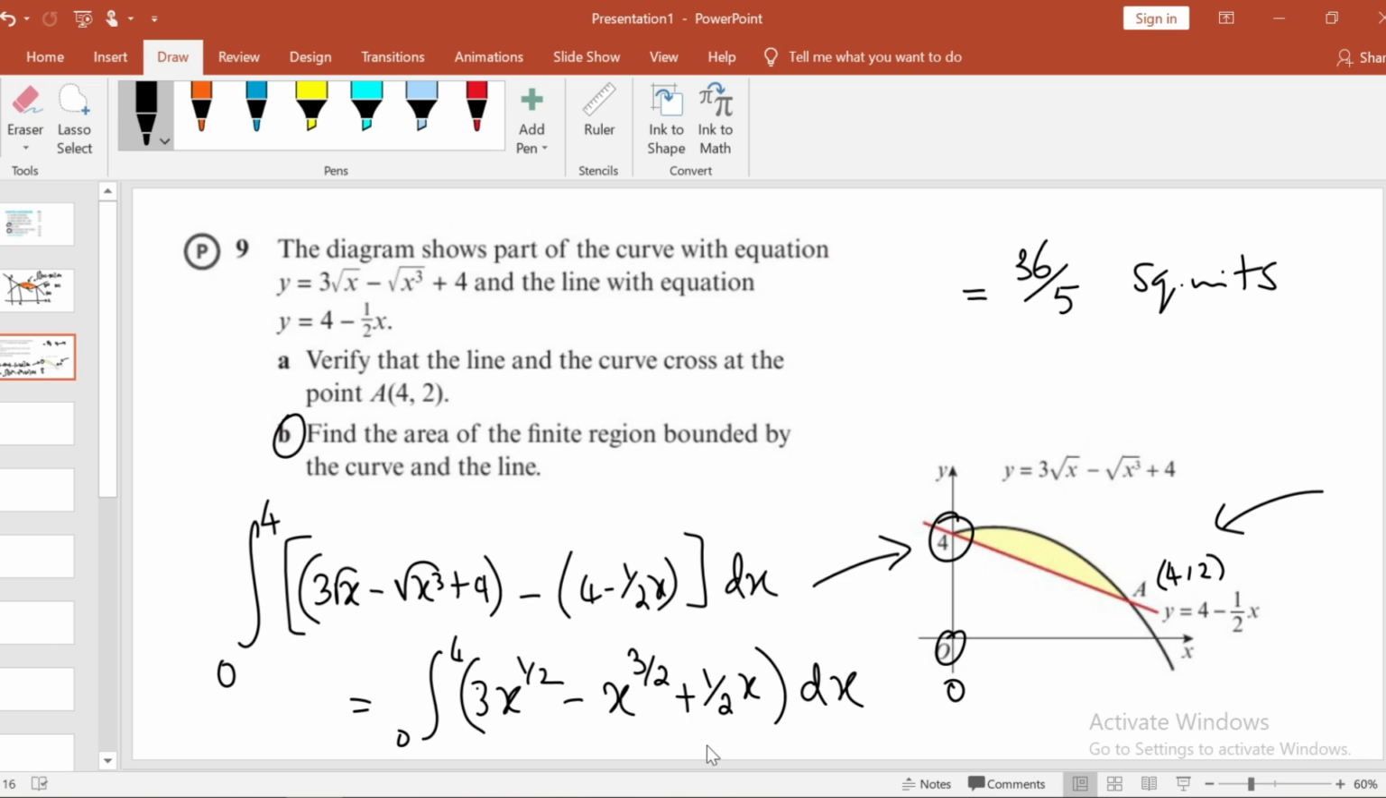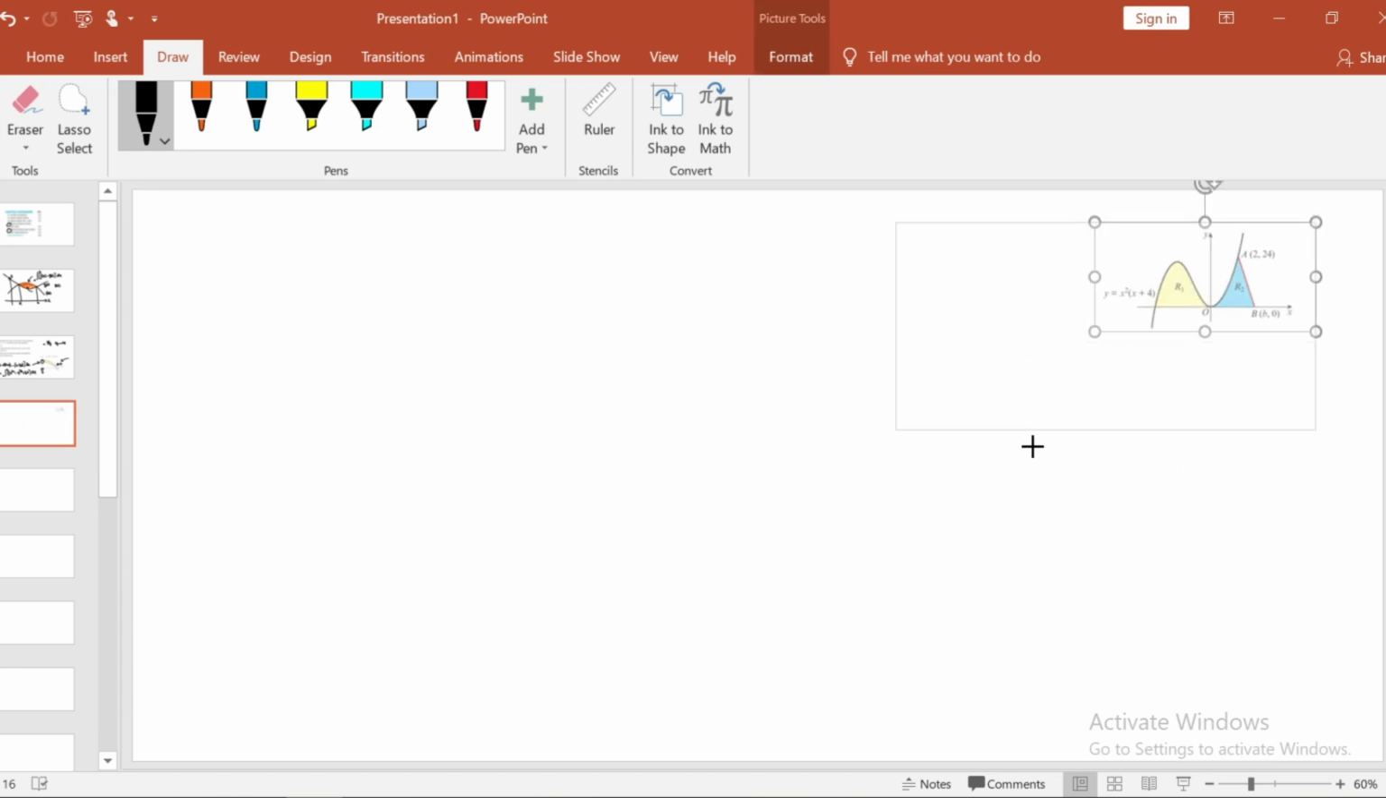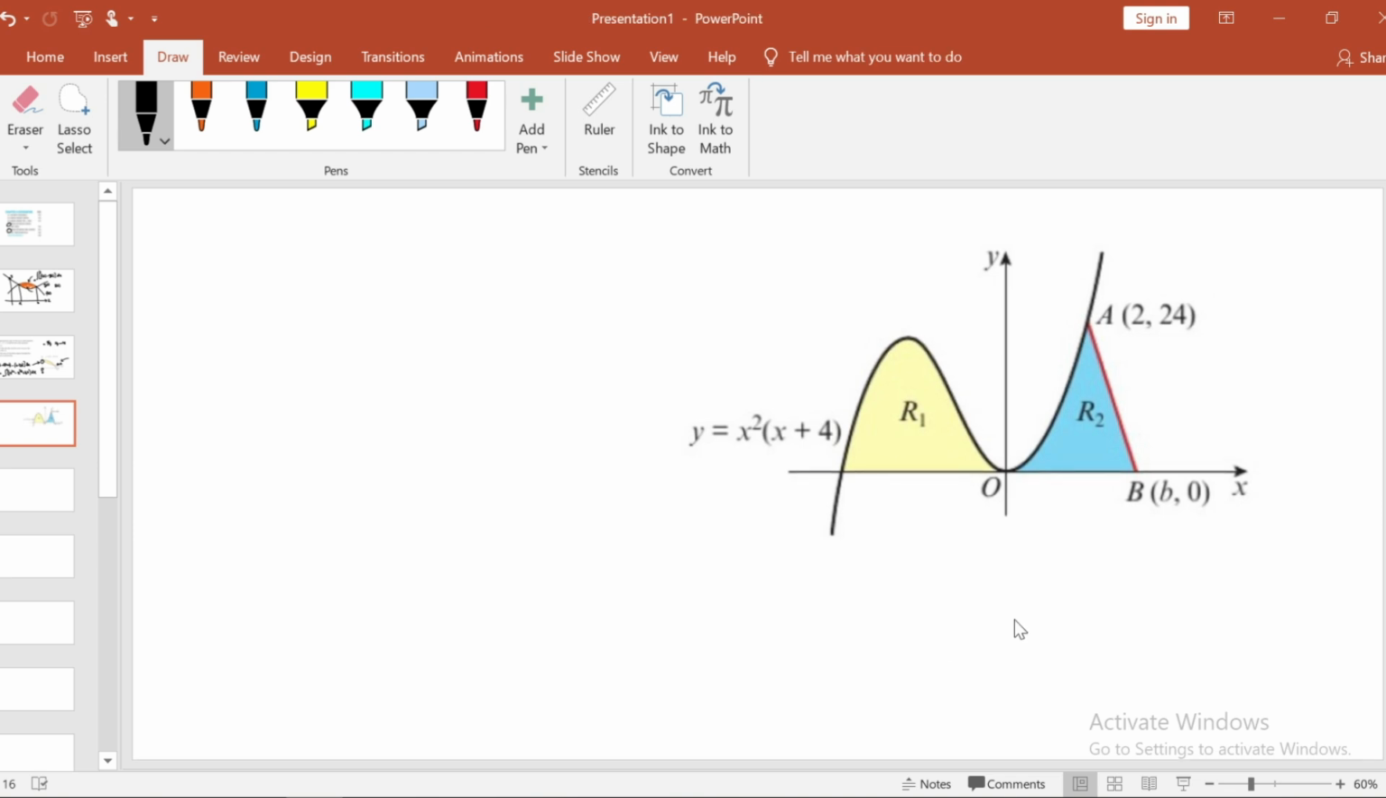Okay. Let's look at one more question. Question number 10. You have this diagram given. Question number 10 is slightly different, but never mind. Let's say they want you to find the area of R1 and R2. How do you find the area of R1, the one shaded in yellow? How do you find this area? I have to find the x-intercept first, correct?